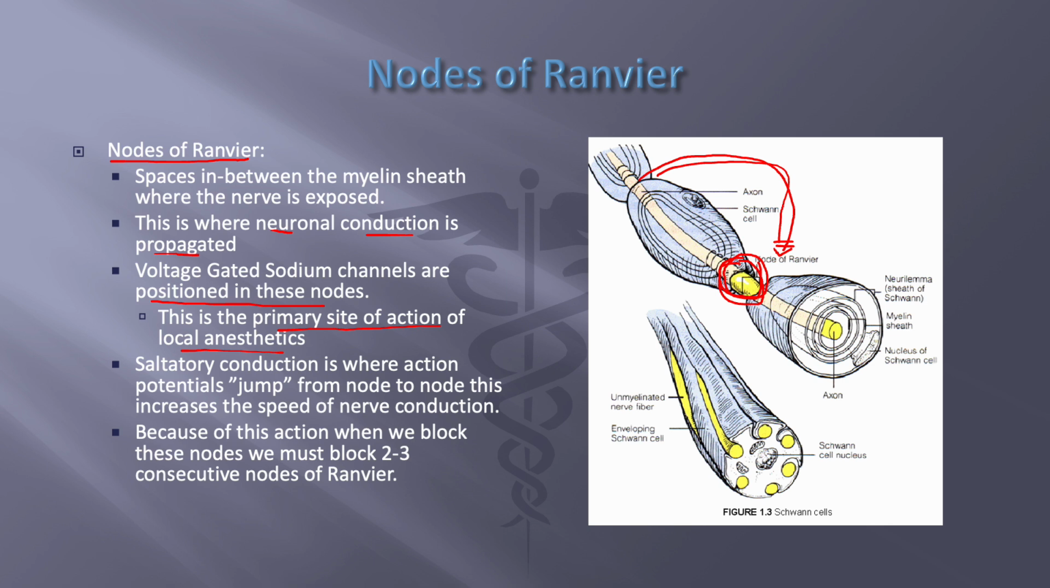All right, so saltatory conduction is where action potentials jump from node to node, and this increases the speed of nerve conduction. So because of this, when we block these nodes, we have to block 2 or 3, because if I have these consecutive nodes of Ranvier, if I only block one, what do you think it's going to do? It's just going to jump right over it to the next one. So we have to block 2 or 3 consecutive nodes to get an effective block.